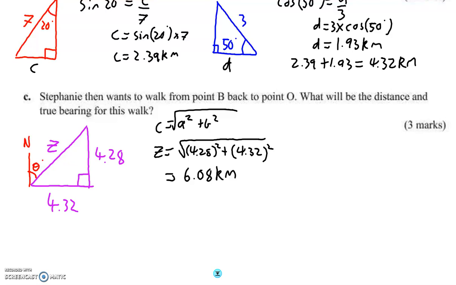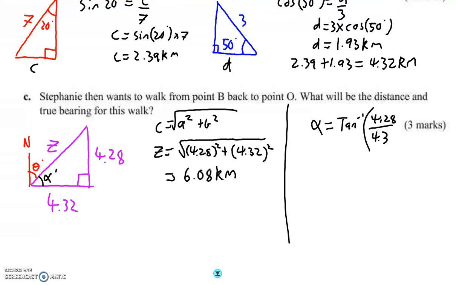In order to get theta, first we're going to have to get alpha. And we know that alpha is equal to tan inverse of 4.28 over 4.32. Which means that alpha equals 44.73 degrees.